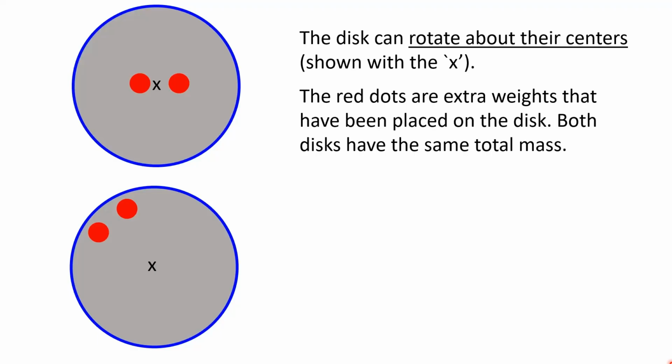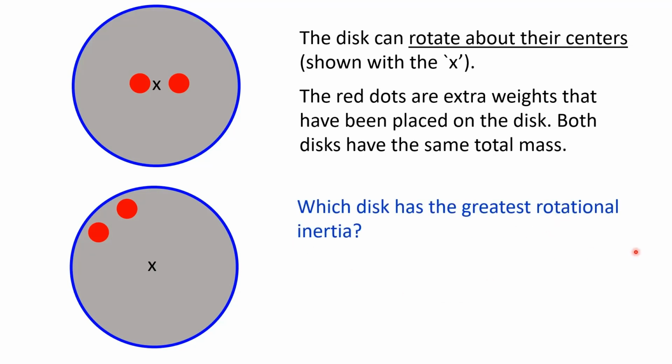Here's an example. I have two solid disks, and their total masses are the same. The red dots here just represent extra masses that I've set on top. So think of this as like a turntable with 2 extra weights sitting on top. And these are just 2 different configurations. Okay, the rotation of these is about the center, so about that X point, so kind of like this. Let's say we want to change the rotation of the bottom one. So that's what I mean, that it's going to rotate about its center. The question I have for you then is, which disk has the greatest rotational inertia?